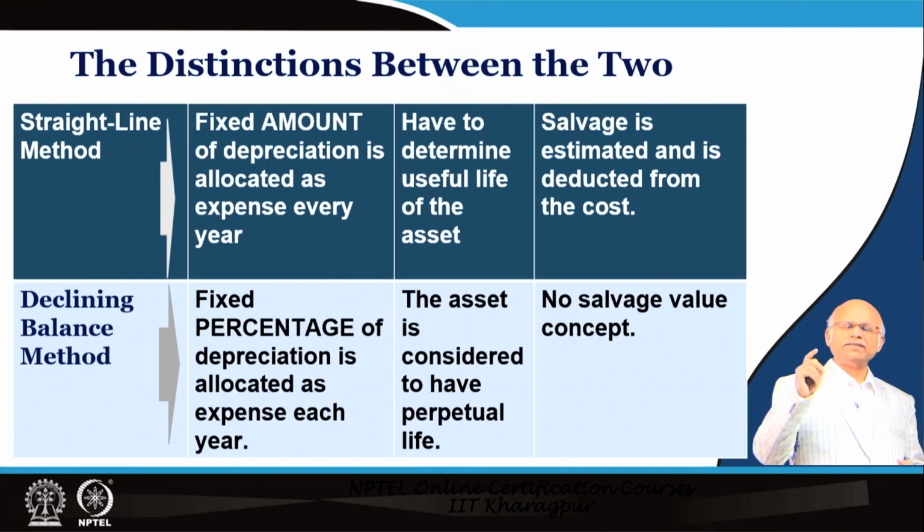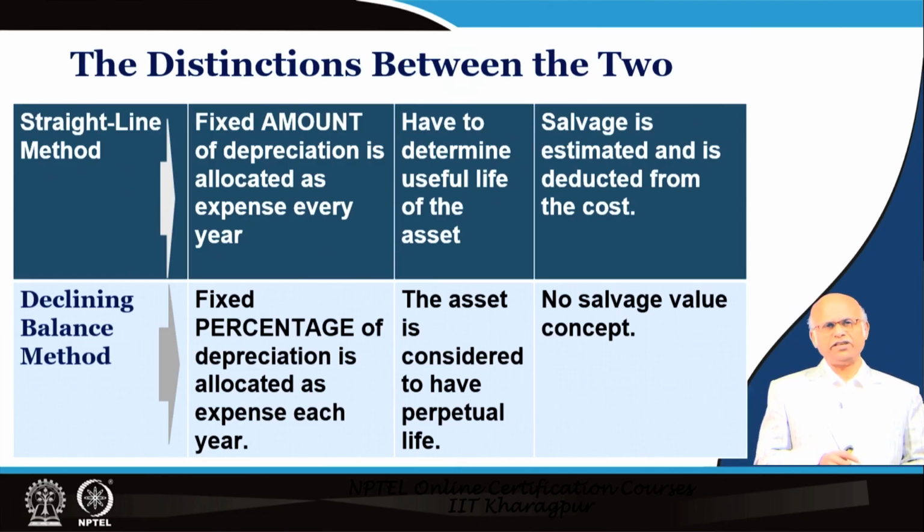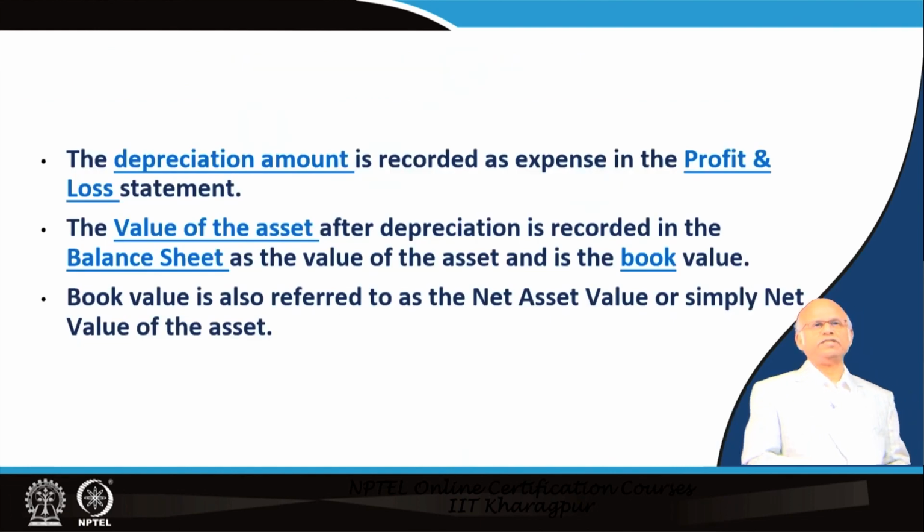And then the third difference, or the first difference, is that only a fixed amount is depreciated, whereas in declining value method a percentage only is depreciated.